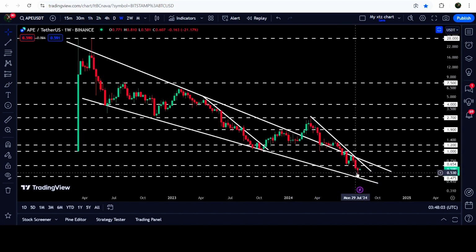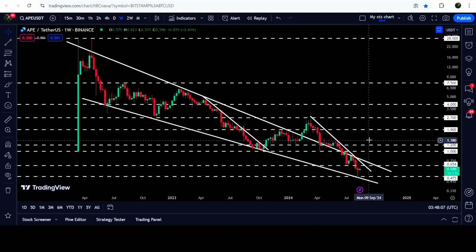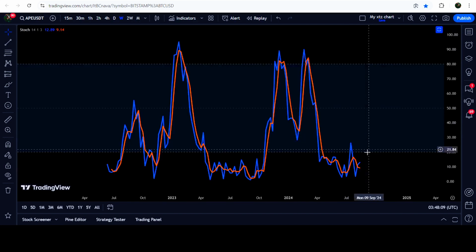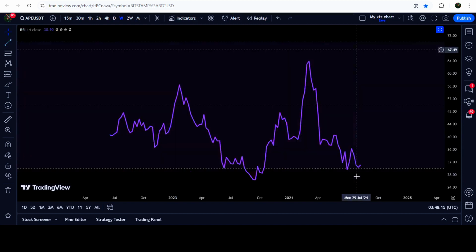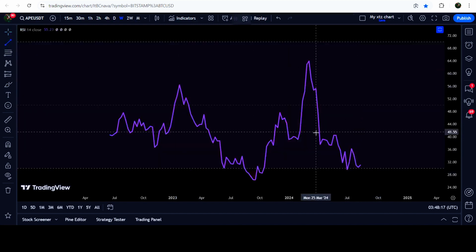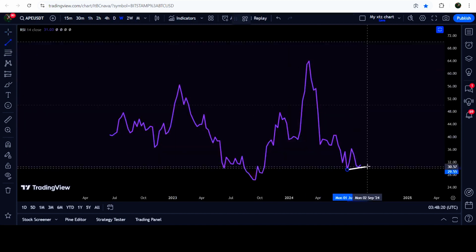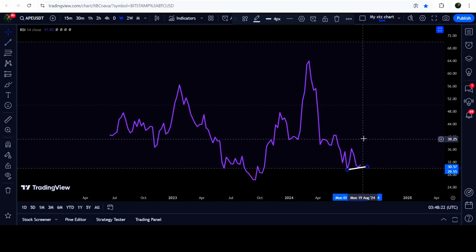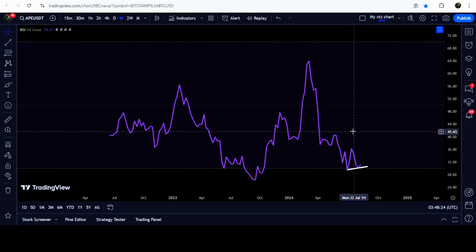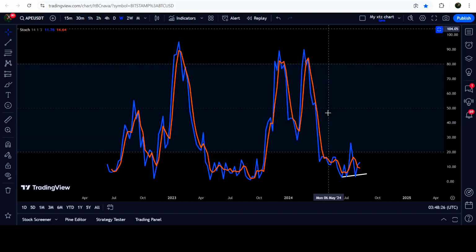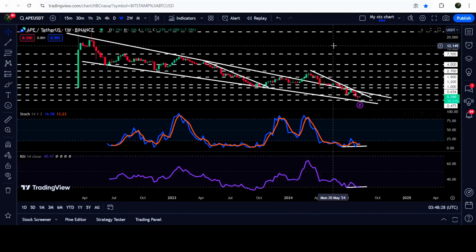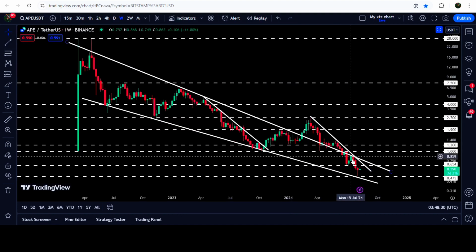And when it was testing the support of this wedge, you can see that the price line was forming a lower low than previous. At the same time, RSI was in the oversold zone, and you can see that it was forming a slightly higher low than previous low. If we take a look at the stochastic oscillator, then you can see that it was also forming a higher low than previous low, like RSI. And both oscillators were showing a bullish divergence signal. Therefore, the price line has followed this signal, and now it has bounced very well from the support of the wedge, and is now moving towards the resistance.